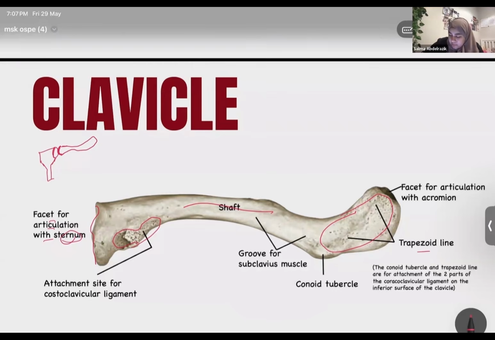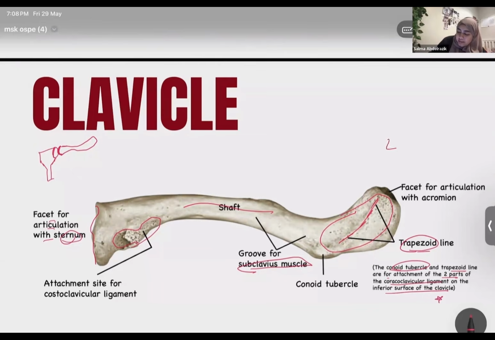And then you have the acromion. This line is called the trapezoid line. And then you have the groove for the subclavius muscle. The muscle under the clavicle is called subclavius, because sub is under, and clavius is clavicle. The conoid tubercle and trapezoid line are for attachment of the two parts of the coracoclavicular ligament on the inferior surface of the clavicle. Put a star beside this because we're going to get back to it later on.